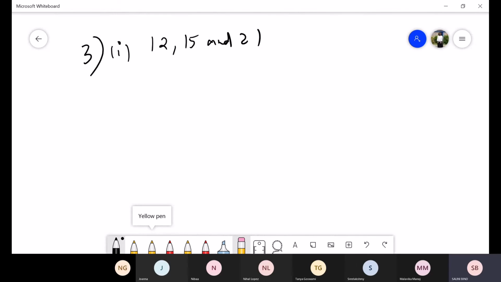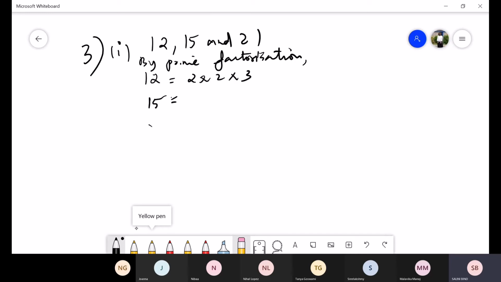Where 3 numbers are given, we have to go for prime factorization. So first of all, 12. We'll write here by prime factorization. 12 you can write as 2 into 3 into 2. 15 we can write as 3 into 5. Then 21, we can write as 3 into 7.